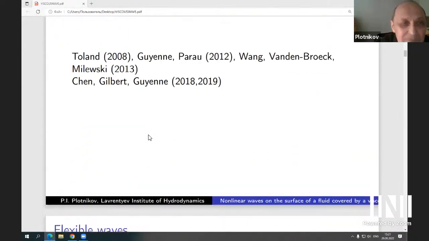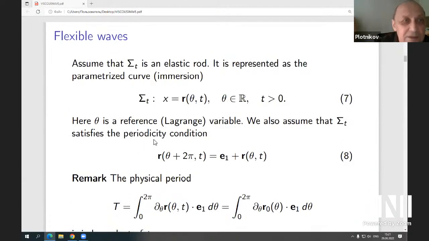Okay, flexible wave or hydroelastic wave is a little bit more complicated matter. It is not a complete list of the literature, and I mention only papers which are related to the topic of this talk. I also mention the paper of Chen, Gilbert and Vienna, papers which are devoted to the viscoelastic case.